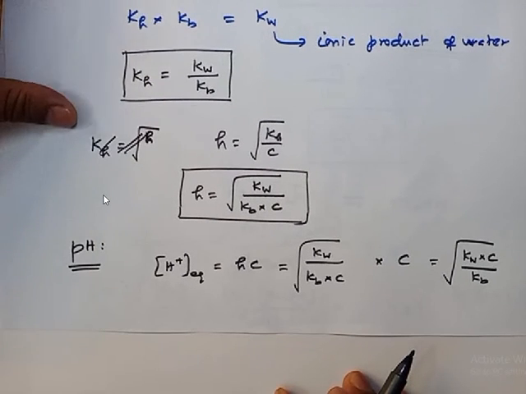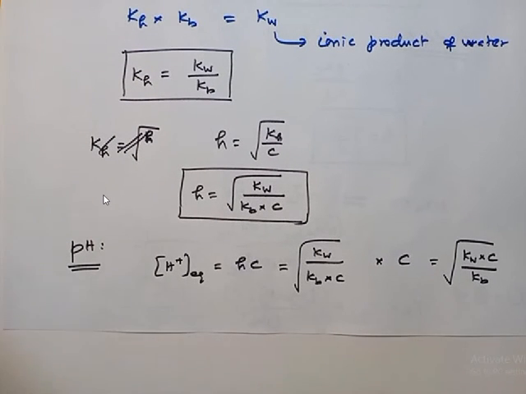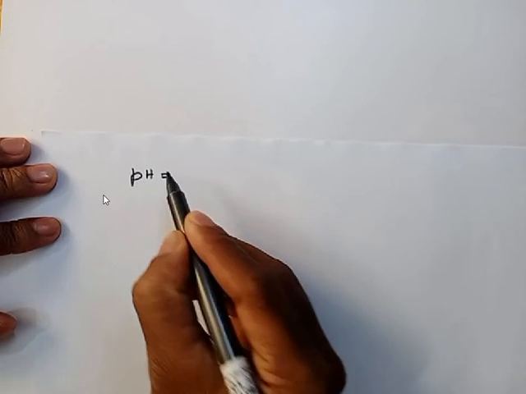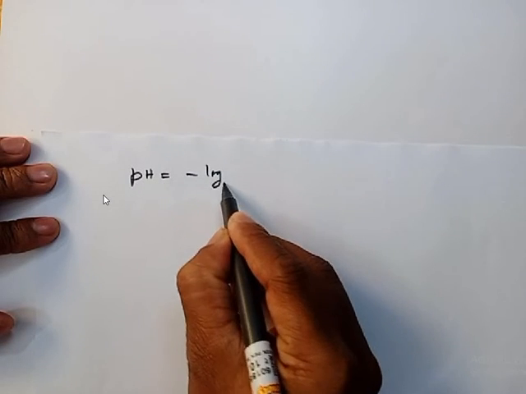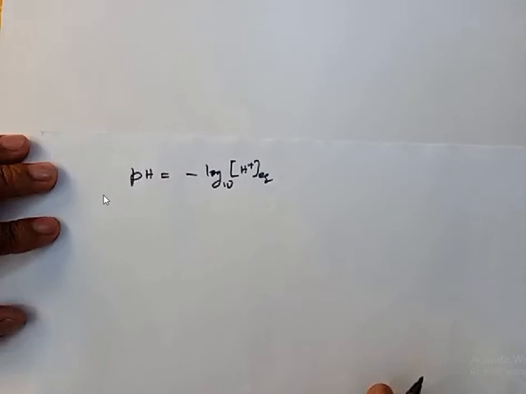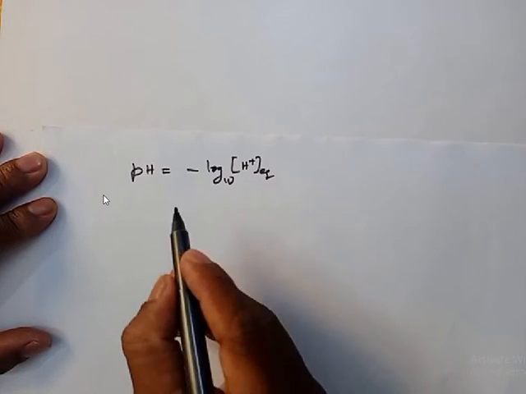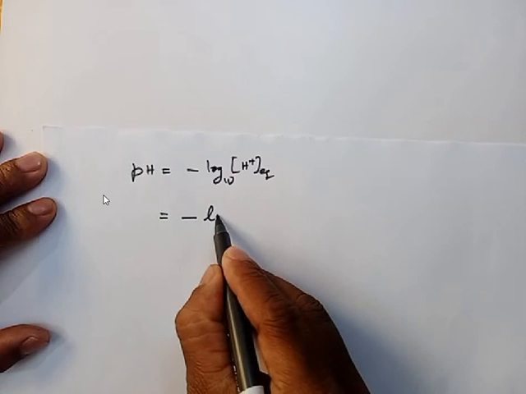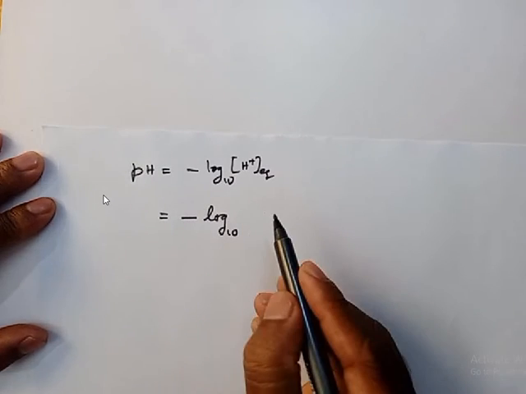Then what is pH? pH is nothing but the negative logarithm, base 10, of the concentration of H plus ions at equilibrium. Minus log base 10 of the concentration of H plus, which is available now.